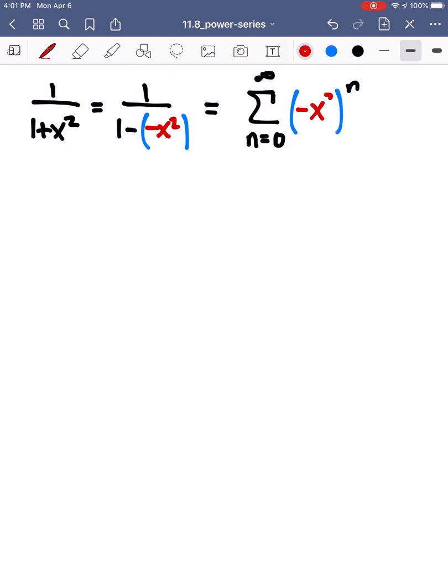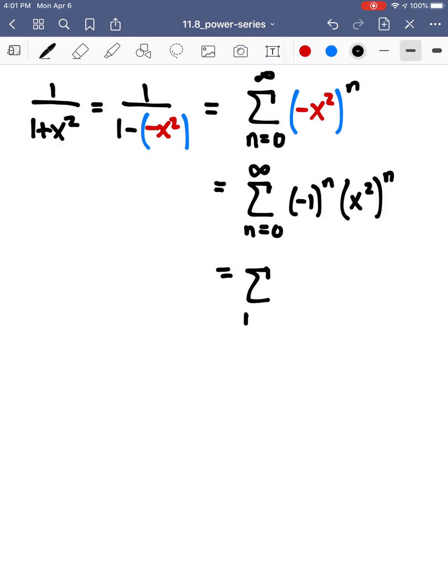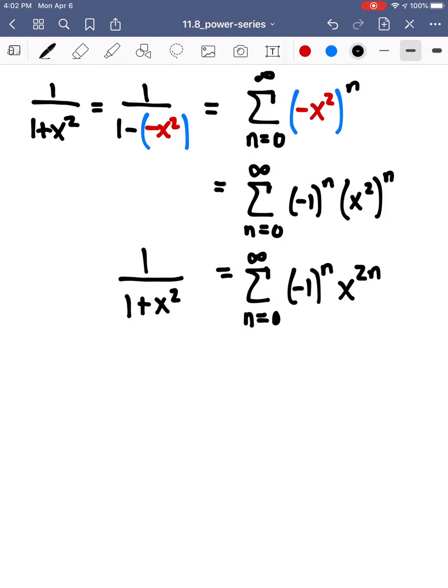So we have minus x squared all raised to the nth power, which we could do a little bit of algebra on if we were so inclined, and get that this is minus 1 to the power of n times x squared to the power of n, which we can then just rewrite as the series from n equals 0 to infinity of minus 1 to the n times x to the 2n. And that is the power series representation of the function 1 over 1 plus x squared.